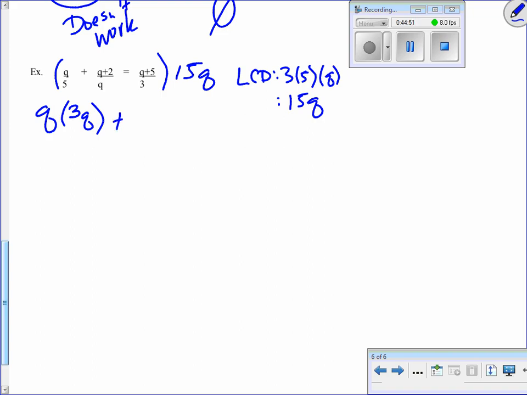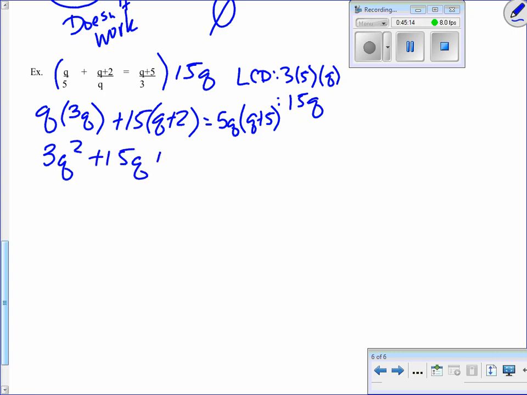The q's here will cancel, so we'll have 15 times q plus 2. I'm picking some terrible variables. Q is also annoying to write. And on the right side, the 3 will cancel with the 15, and we'll get 5q times q plus 5. Okay, so if I simplify this, we're going to get 3q squared plus 15q plus 30 equals 5q squared plus 25q.